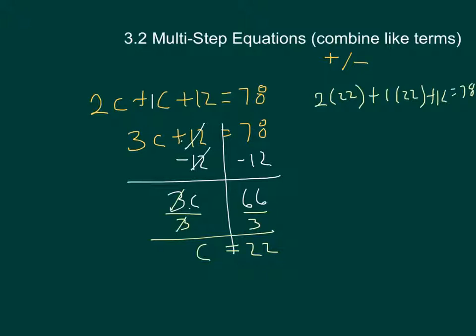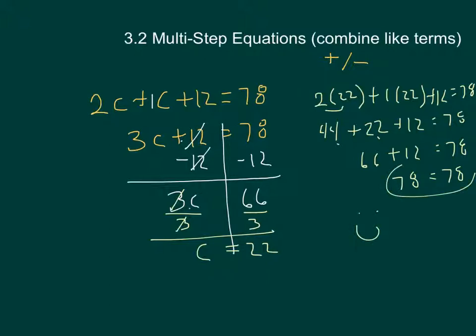Running out of room, sorry. 2 times 22 is 44. 1 times 22 is 22 plus 12 equals 78. 44 and 22 gives me 66 plus 12. And then 66 plus 12 is 78. And we're good. All right. So combine like terms first, then just treat it like a two-step equation if you can.